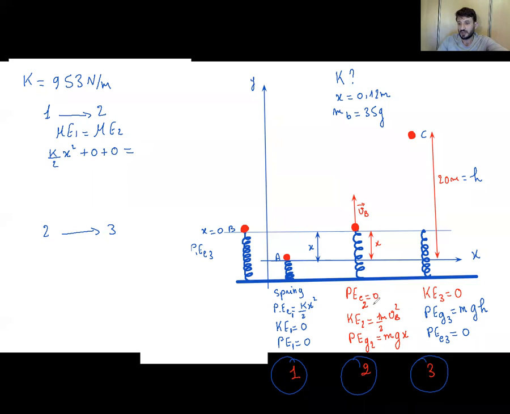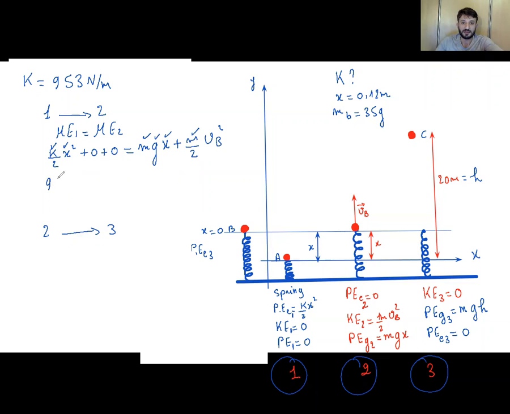In the state 2, we have mgx and m over 2 vb squared. Why do we have mgx? Because the ball at this position is at a height of x. Here we have the x-axis at this point, and the point B is at a height equal to x. So we have K, x, m, g, x, m. We can calculate VB.